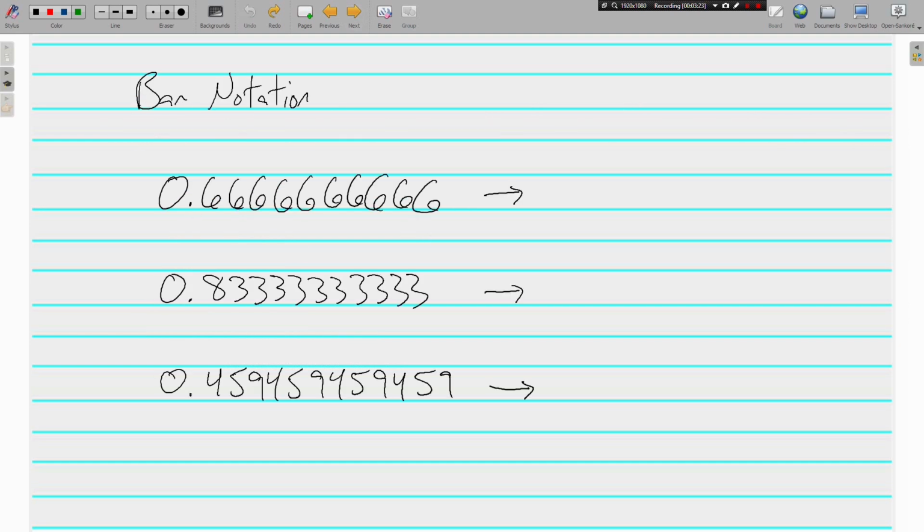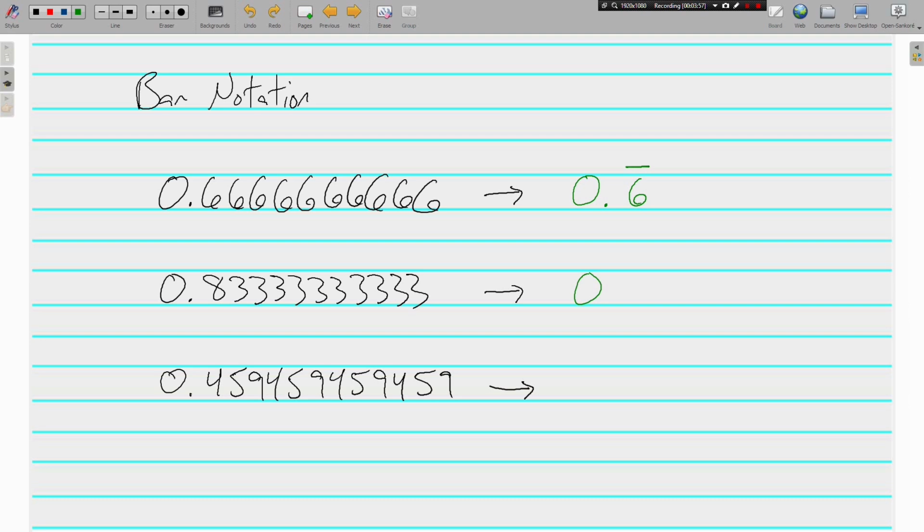Bar notation, just want to make sure that we know how to write repeating decimals. Here we see we've got 0.6, all these 6's, they'd go on forever. Well, since we don't have the time or the paper space to write numbers forever, we use something called bar notation. And we put a bar over the earliest, simplest pattern that repeats. So here we only have 6's, which means we put a bar over the 6.